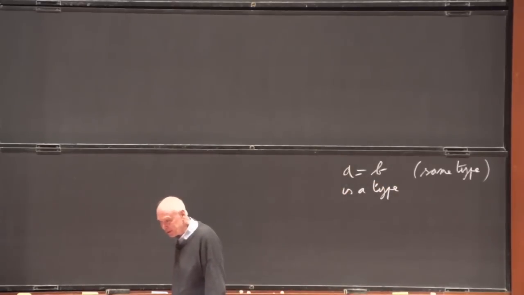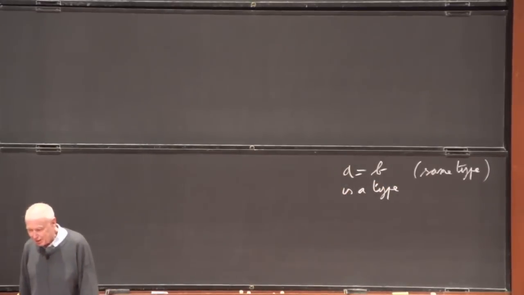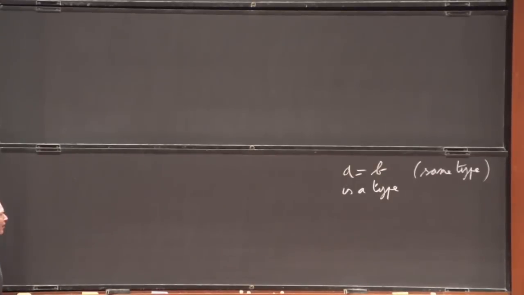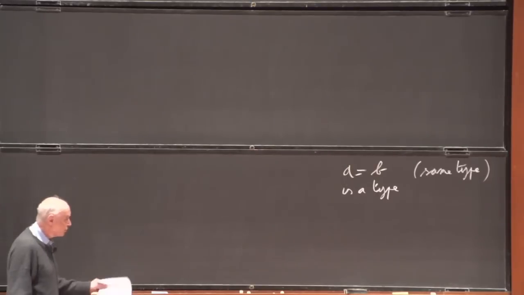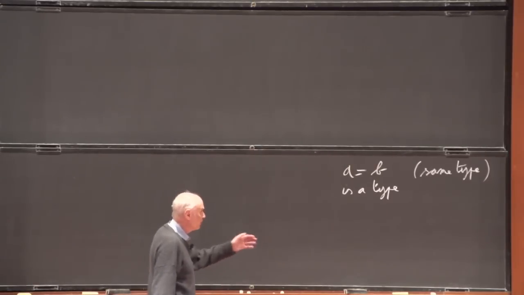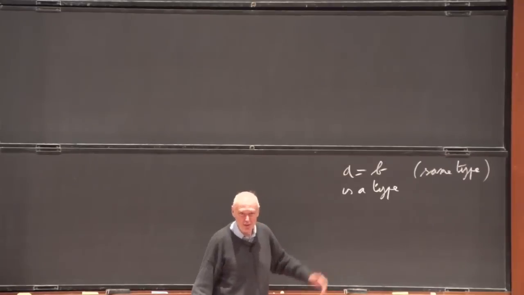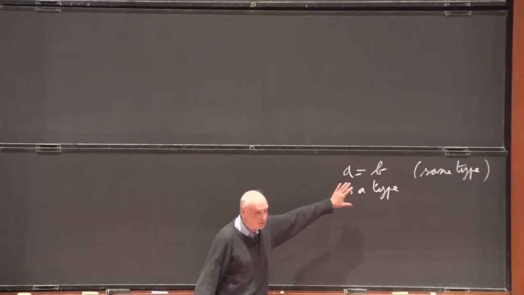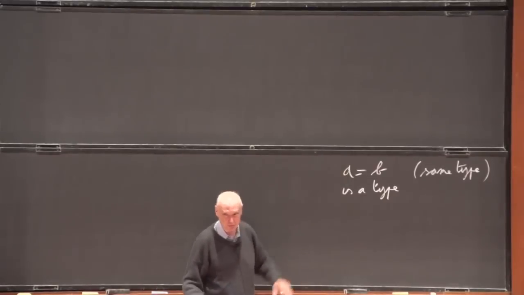Now this intrigued me, especially since I have always been very interested in using transport of structure, which is somewhat at the basis of the univalence axiom. And so I want to understand what we usually mean by equal and how it's related to this formalism.